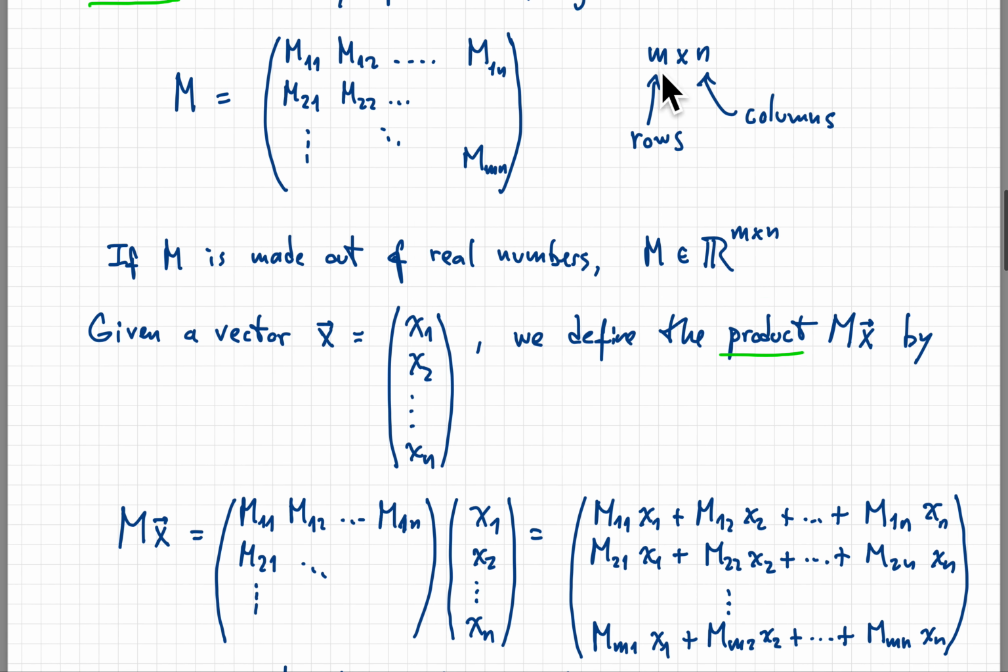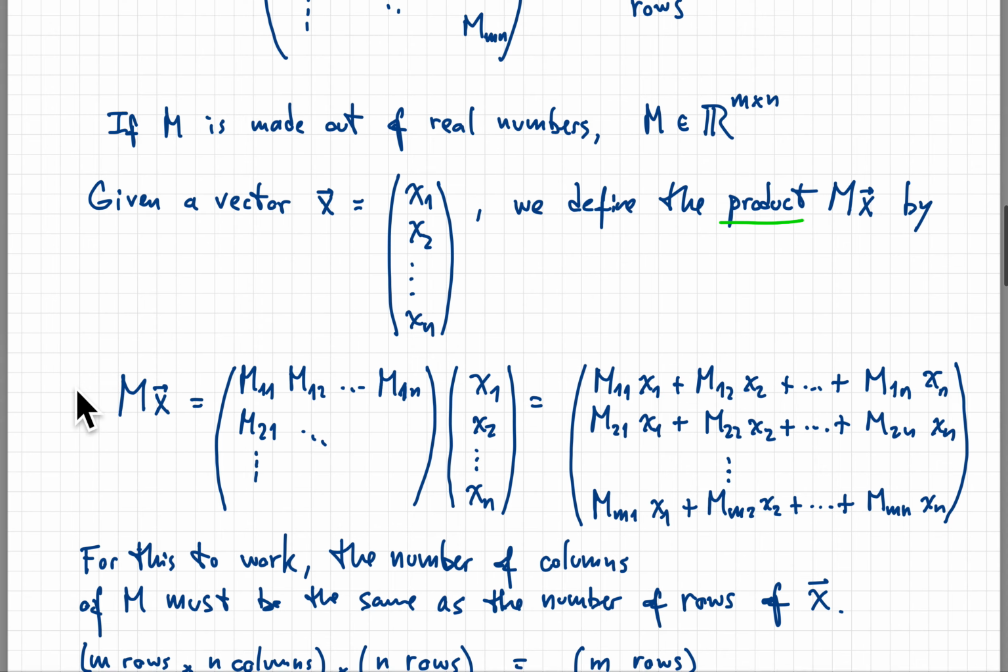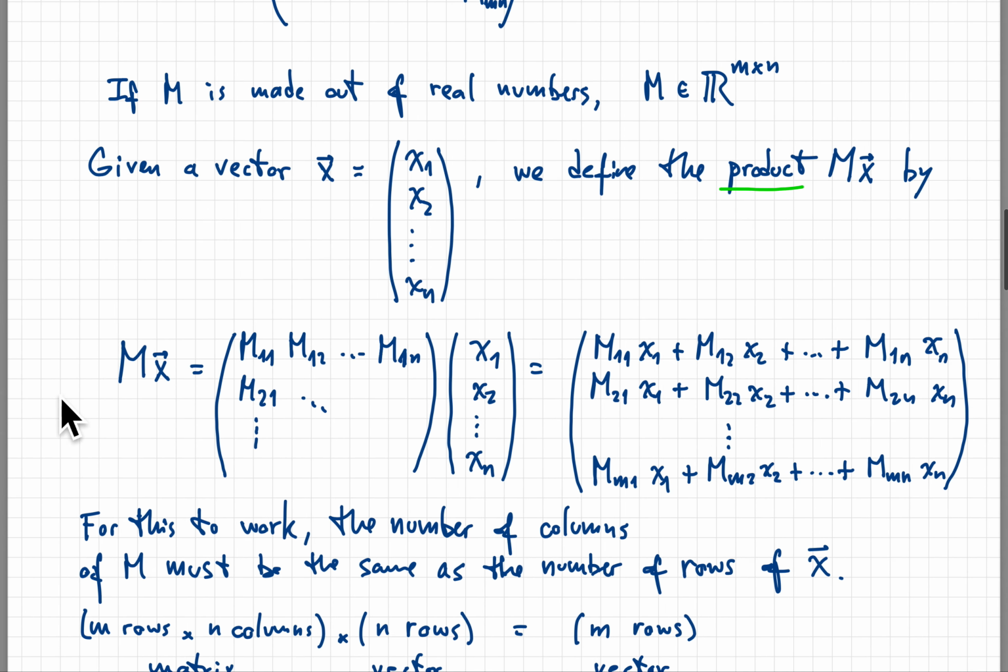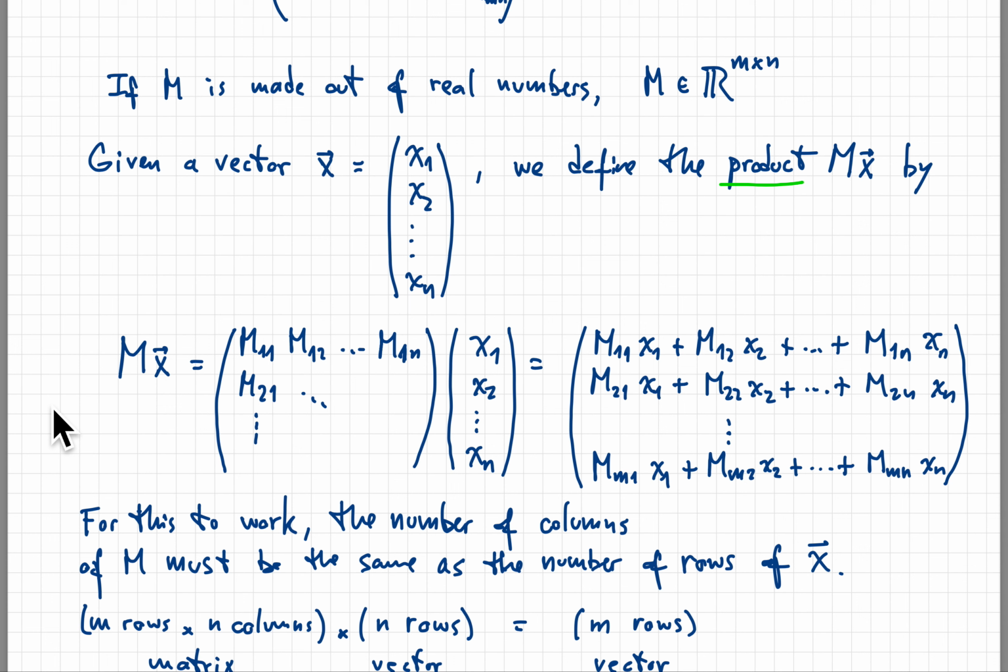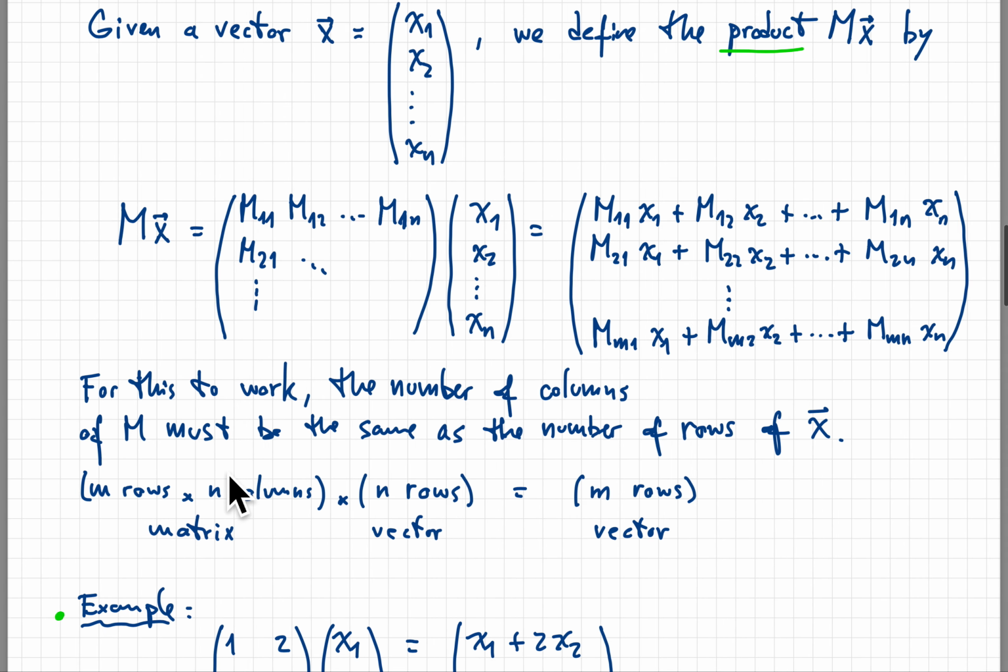A matrix of size m by n can be multiplied by an n component vector, and the result is a matrix, or rather vector, of size m, so m rows. So for this to work, the number of columns of M must equal the number of rows of the vector. The number of columns of M in this case must be the same as the number of rows of x. So you see we have n rows here and we have n columns here. So that works out. If the number of columns of your matrix does not equal the number of rows of your vector, you cannot multiply one by the other. It's just not defined. It doesn't make sense.